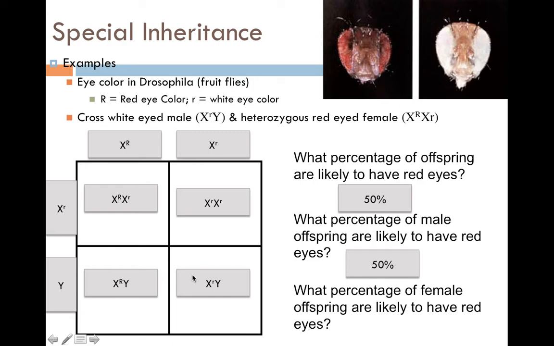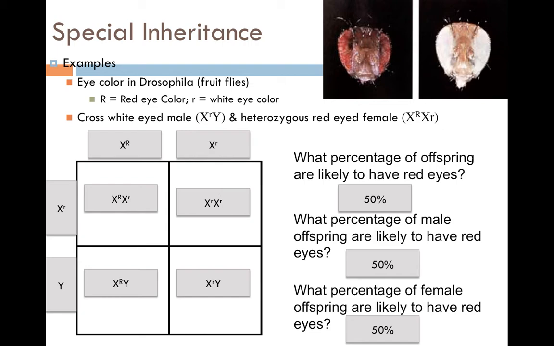And then what percentage of female offspring are likely to have red eyes? That's going to be, again, if I ignore the males, don't even look at these 2 down here, it's again going to be 50%, just this corner. So just 1 out of 2 are going to have red eyes.